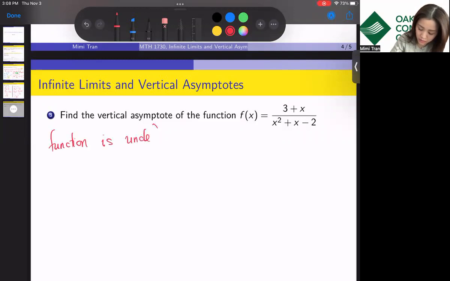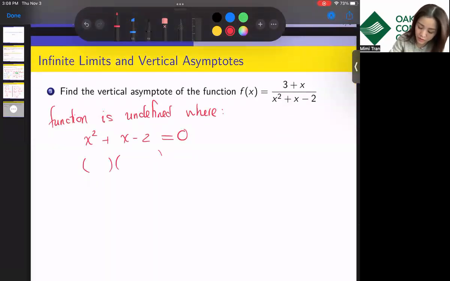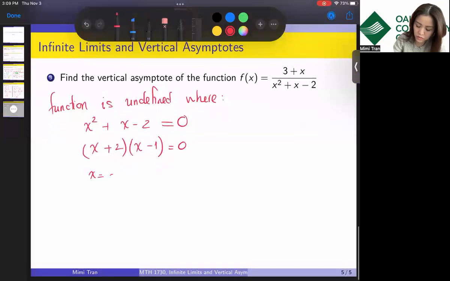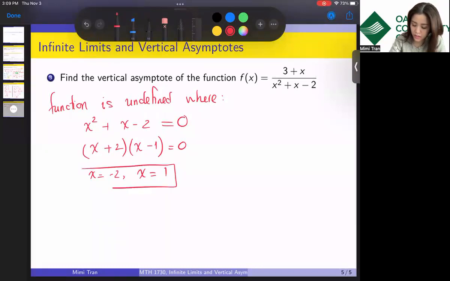It is undefined where x squared plus x minus 2 equals 0. You can factor that: x plus 2, x minus 1. So either x equals negative 2 or x equals 1. Those will be your two vertical asymptotes.